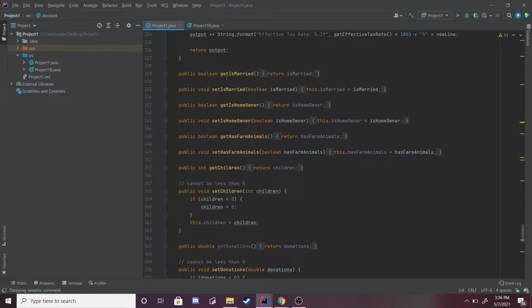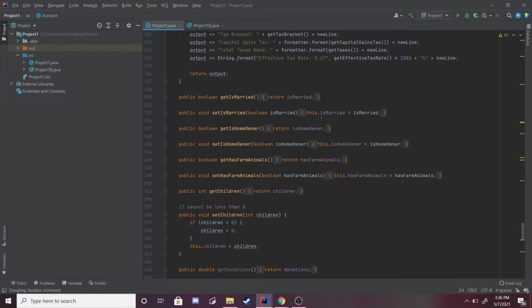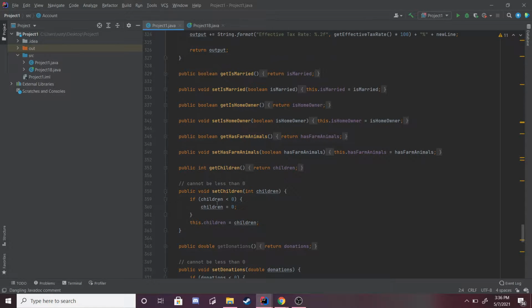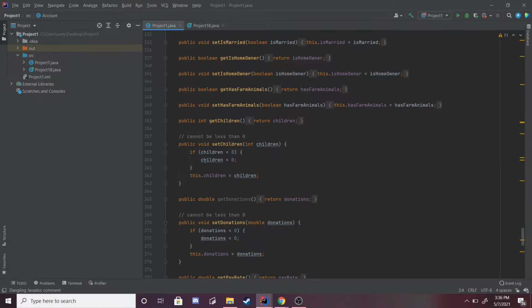Then we've got some booleans and voids for the getters and setters for married, getters and setters for homeowner, getters and setters for farm animals, and getters and setters for children. They will return true if married, false if not, true if homeowner, false if not, true if has farm animals, false if not, and true if has children. And you can set the number of children using this if statement. So if children is less than 0, children equals 0.